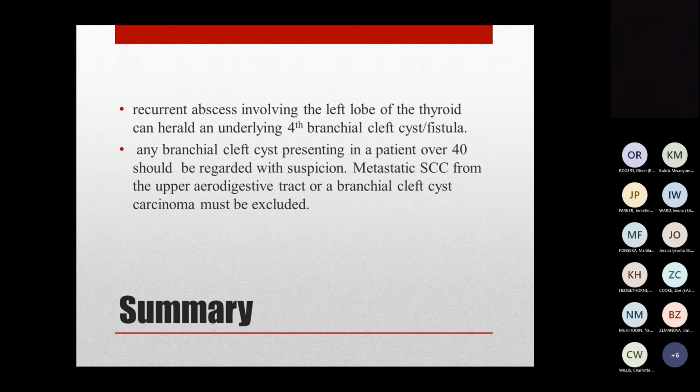So in summary, recurrent abscess involving the left lobe of the thyroid can herald an underlying fourth branchial cleft cyst or fistula. Any branchial cleft cyst presenting in a patient over 40 should be regarded with suspicion, and metastatic squamous cell carcinoma from the upper aerodigestive tract or arising de novo within a branchial cleft cyst, i.e. a branchial cleft cyst carcinoma, must be excluded.